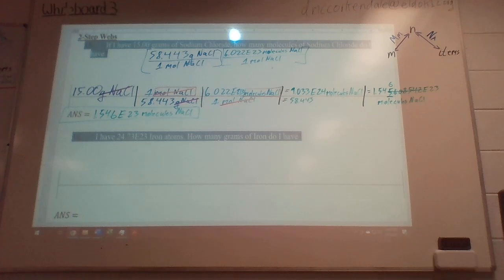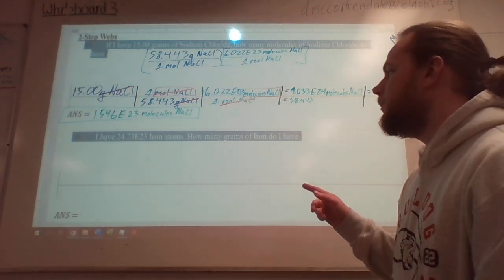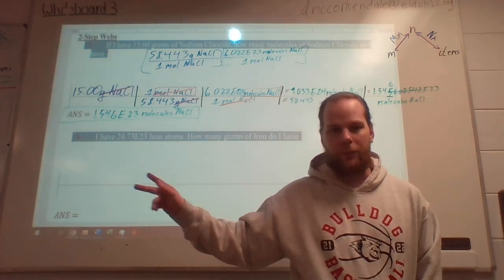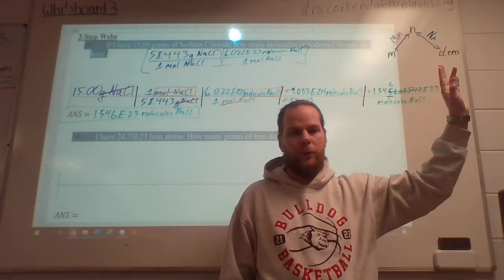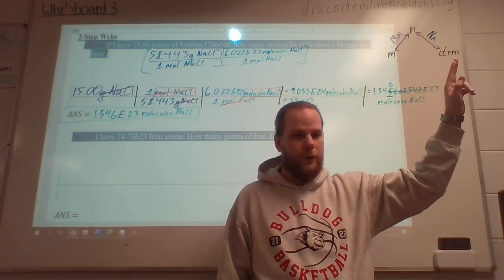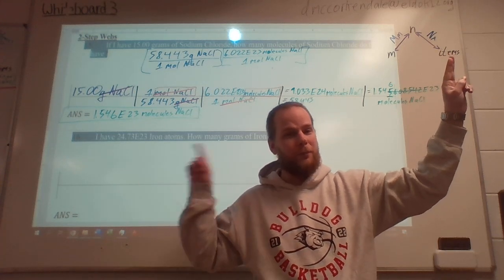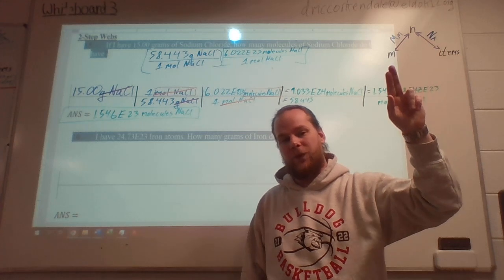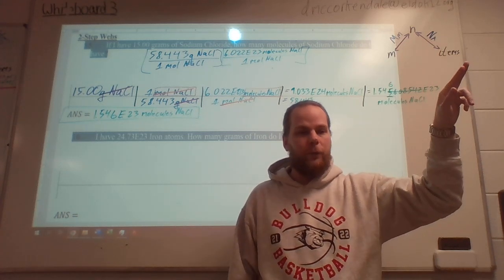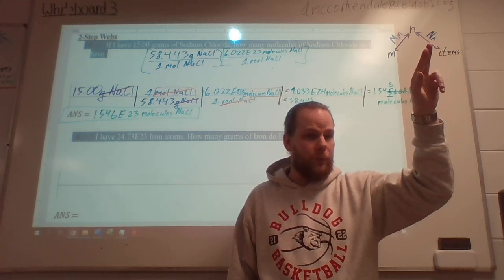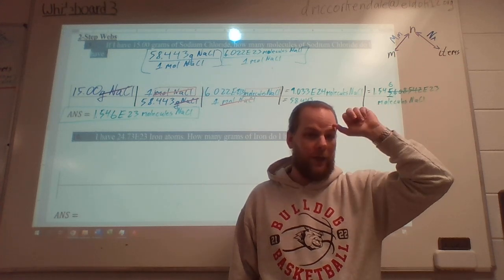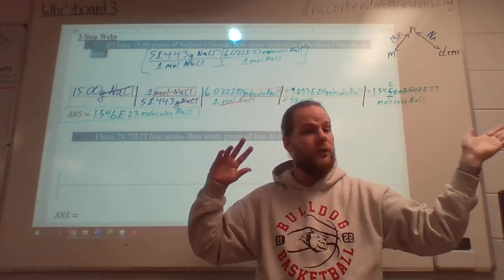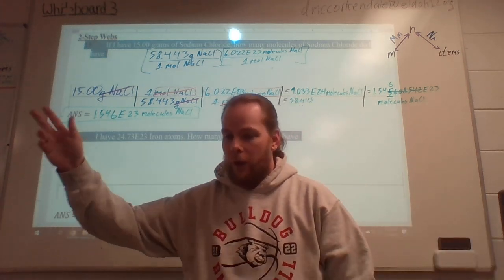Okay, so for this problem, we are instead going the opposite direction. So this time we're starting with items, which actually means this table is probably going to take up a little less space. We're starting with items and trying to get to mass. So this time we are going to start with Avogadro's number and then use the molar mass. Other than that, it's the same process we used up here. We're just going in the opposite direction.